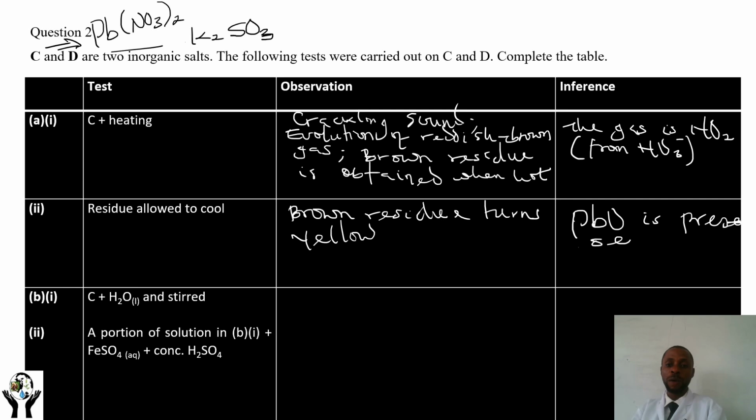Now to the next question, the sample C in water, then you stir. By the nature of that salt, it is a nitrate salt, so it should dissolve completely. The C dissolves completely. So your inference is going to be that C is a soluble salt.